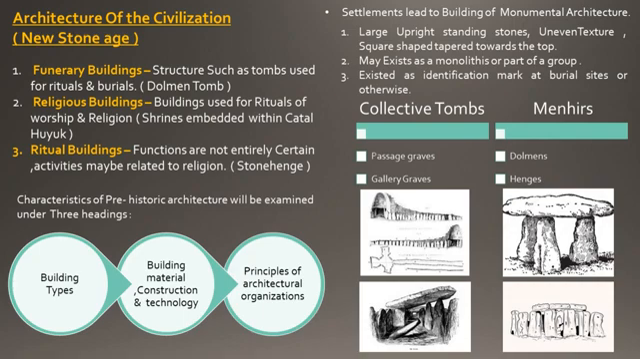There are three main characteristics of the civilization of the prehistoric era. The first is building type, the second is building material, and the third is principles of architectural organization. After the Neolithic period, settlements led to the building of monumental architecture. There are two types of structures, collective tombs and menhirs. Collective tombs have two types, passage graves and gallery graves, whereas menhirs also have two types, dolmens and henges.